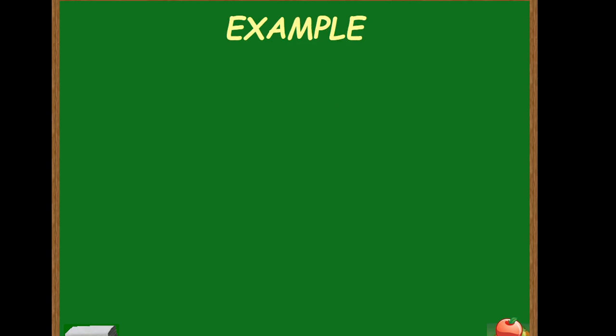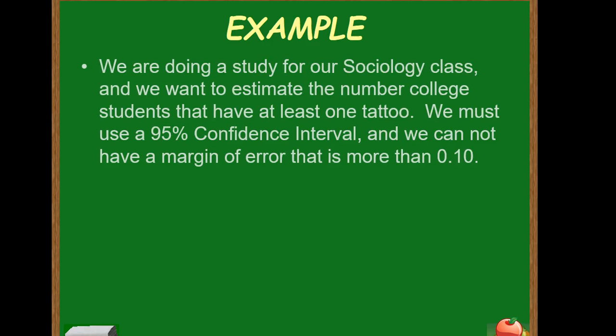Here's an example we'll look at, to help clear some things up. We're doing a study for our sociology class. We want to estimate the number of college students that have at least one tattoo. We must use a 95% confidence interval, and we cannot have a margin of error that is more than 10% or 0.10. So we're trying to find the proportion of students that have at least one tattoo.